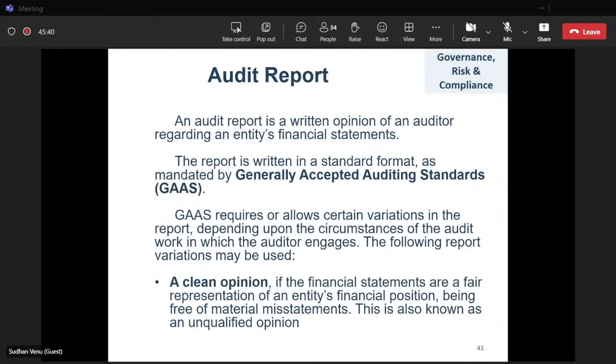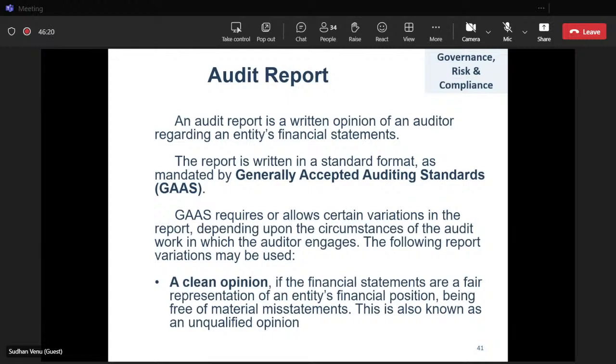Next, once the audit checklist is prepared, it leads to the audit report. It is the written opinion of the auditor regarding the entity's financial statements. The report is written in a standard format as mandated by GAAS, generally accepted auditing standards. It requires a standard format, but allows certain variations depending upon the circumstances of the audit, and the following report variations may be used.